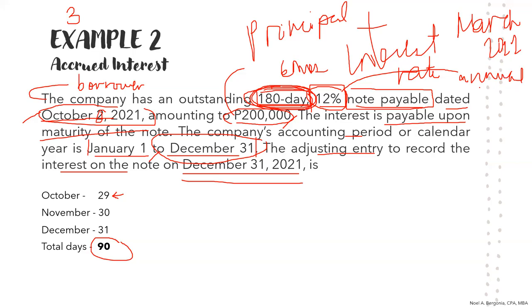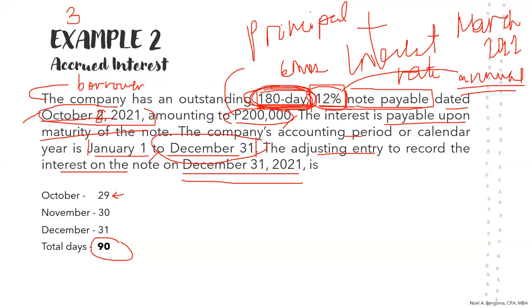Unless sabihin sa problem na this is good for 3 months, this is good for 6 months, or good for ganitong months or year, no? Pero pag naging silent, sir, hindi ba 180 days? Hindi. At ang basa kasi nito, 180 days, that's the maturity date, tapos 12% yung note payable. So that 12% is not indicated na pang 180 days lang. It is silent, thus we will assume that it is considered as annually or good for 1 year.